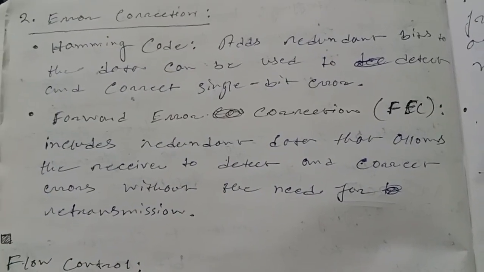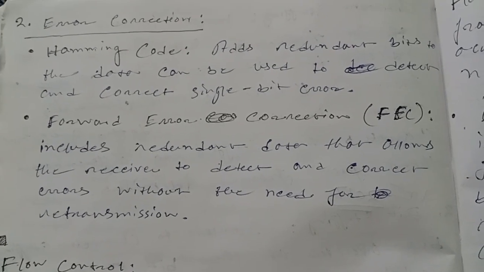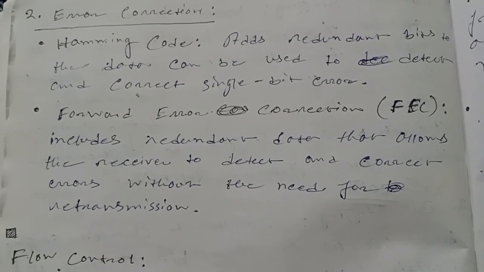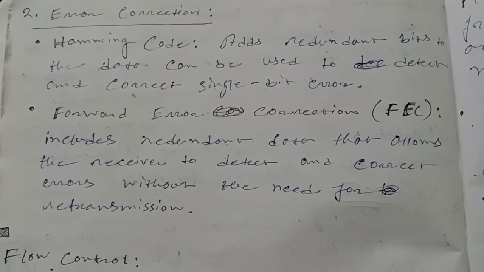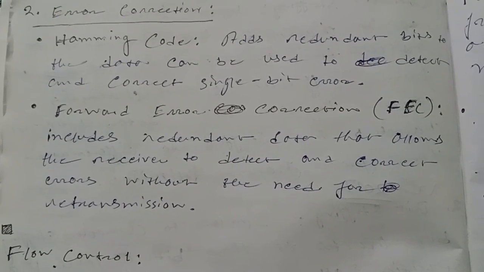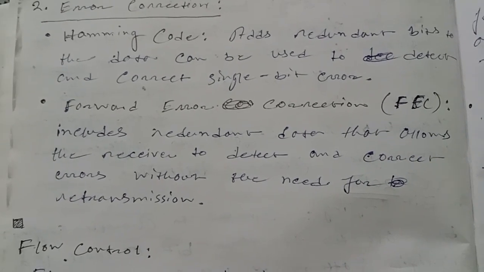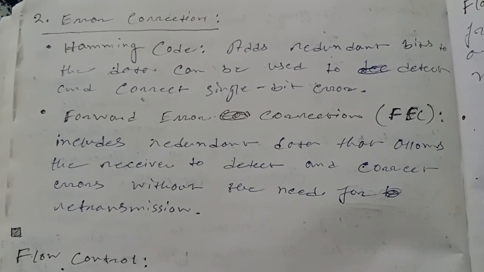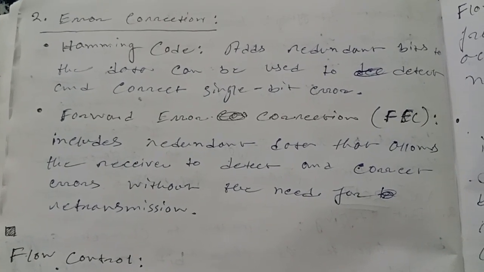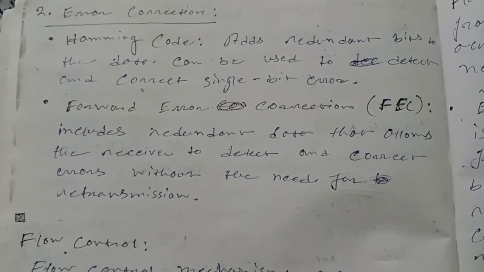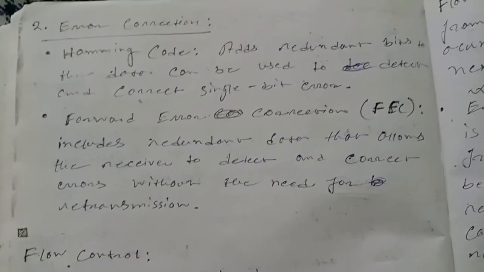So those are the two types to correct the errors. In error detection, we have some procedures using which we can detect the error, and now we have two procedures, the Hamming code and FEC, or forward error correction. Using those two methods, we can correct the error after detecting it using any of the three procedures that we have learned in the previous part.